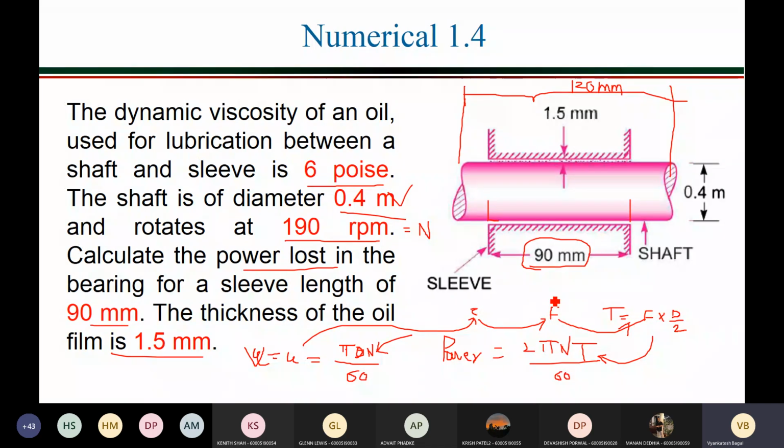Is it 716 watt? Anyone getting 716 watt? Final answer? Calculating.